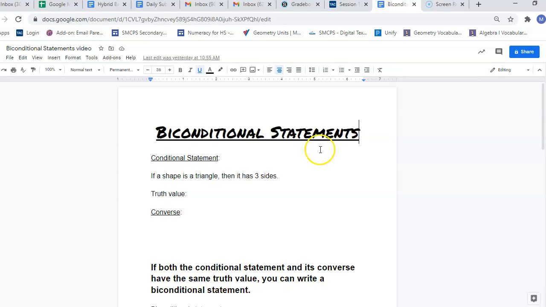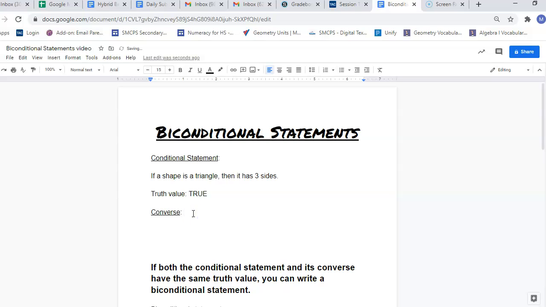So what we do is we start with a conditional statement. The one I've chosen for our example is if a shape is a triangle, then it has three sides. And before we go any further, let's talk about the truth value of that. Truth value just means, is it true? So if a shape is a triangle, then it has three sides. Yes, that is true. There's no shape that is a triangle that doesn't have three sides, so that's true.